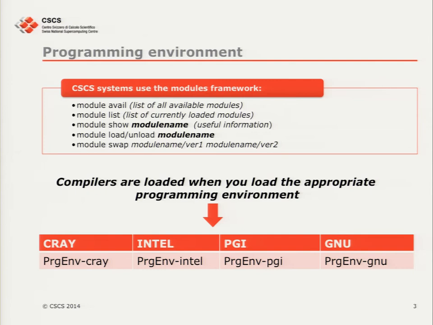So we have these 4 programming environments: Cray, Intel, PGI, and GNU on all the systems. And so that loads exactly the Intel compiler or the GNU compiler, whichever one you want to choose. Or you can play with all of them to see what gives you the best performance.